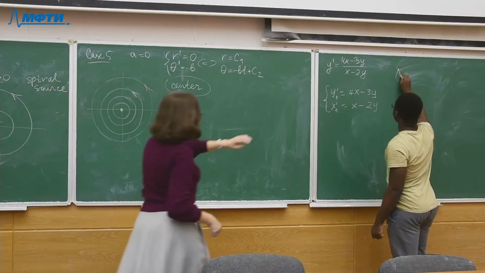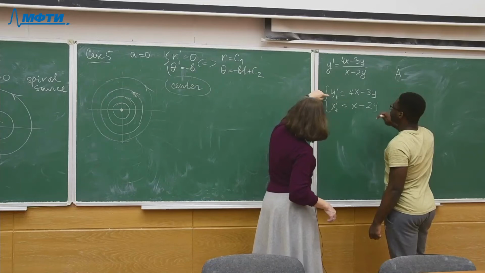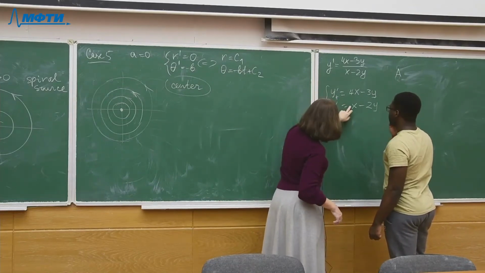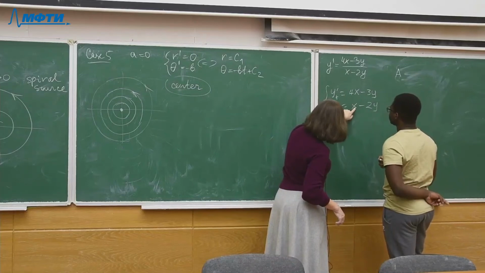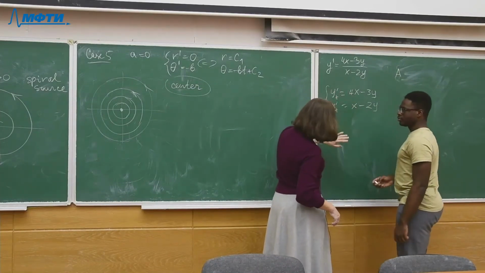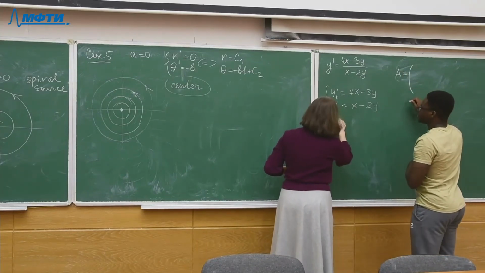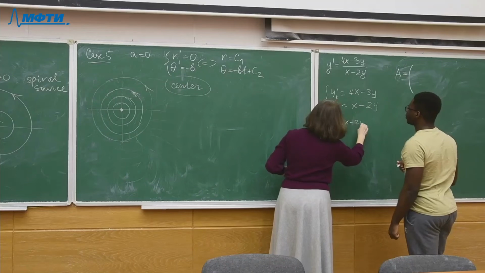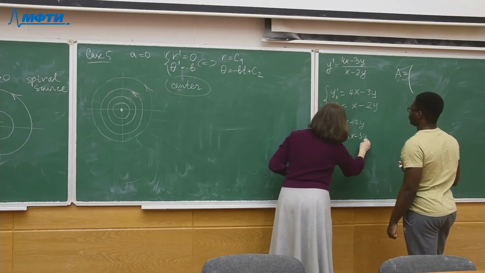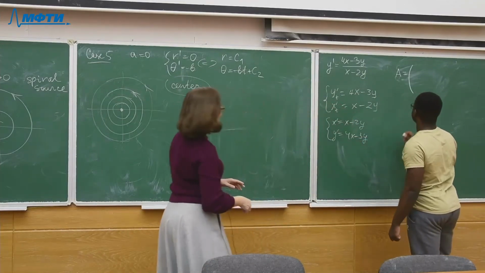And the matrix should be in reverse, so we should reverse the order of these two. If you start with the variable x, you should switch these two equations. You may rewrite this in the form x prime equals x minus 2y and y prime equals 4x minus 3y.